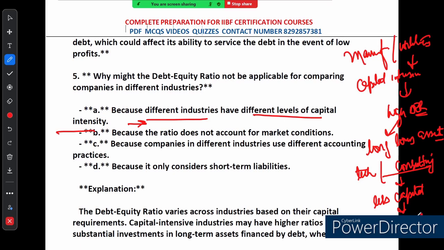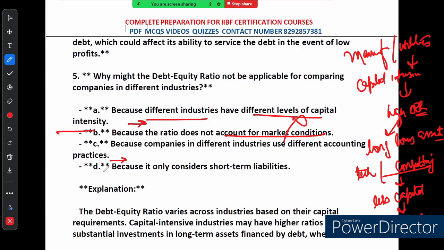Option B says because the ratio does not account for market conditions. While it is true that the debt equity ratio does not reflect market conditions, this is not the reason it is not applicable for cross industry comparison. Option C says because companies in different industries use different accounting practices. Different accounting practices can affect financial ratios, but this is not the primary reason that the debt equity ratio might not be comparable across industries.